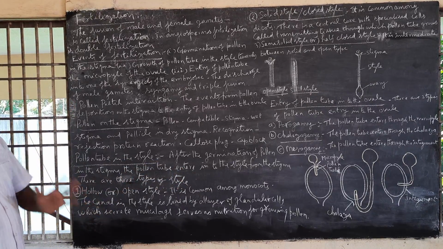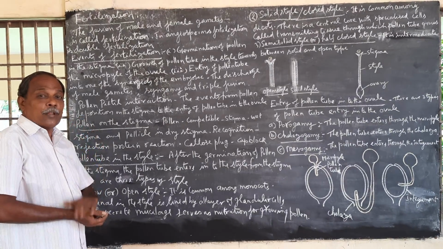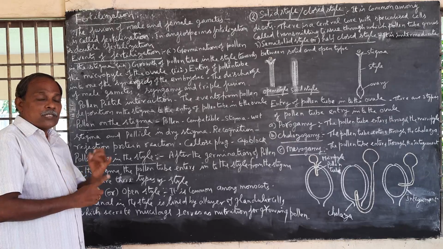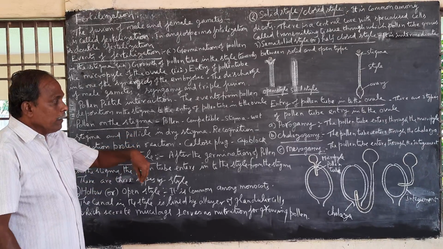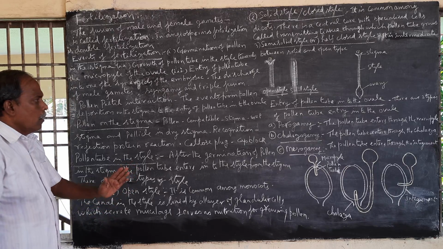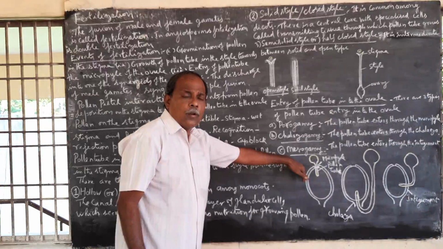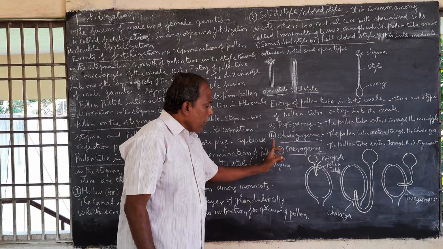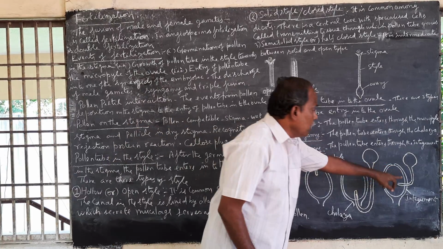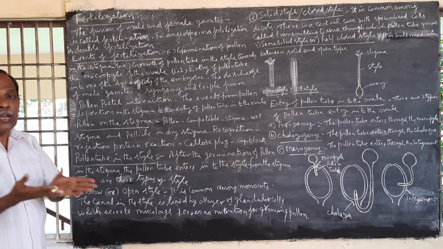There are three types of entry of pollen tube into the ovule. One, porogamy. Porogamy is when the pollen tube enters through the micropyle. That's what is called porogamy. When the pollen tube enters through the chalaza, it is called chalazogamy. When the pollen tube enters through the integument, it is called mesogamy. So, three types of entry of pollen tube into the ovule.